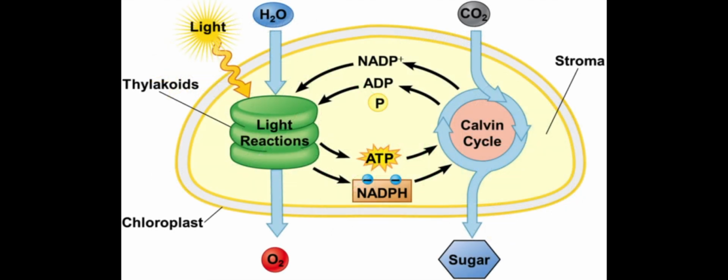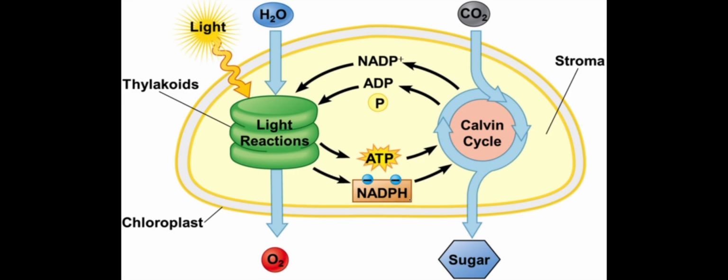Now, let's combine the whole entire process together. All of this happens in photosynthesis inside of the chloroplast. The light reactions happen in the thylakoid, and the Calvin cycle happens in the stroma. What happens with the light reactions? It takes light and water and turns it into ATP and NADPH. And oxygen is created as a byproduct and goes into the atmosphere.